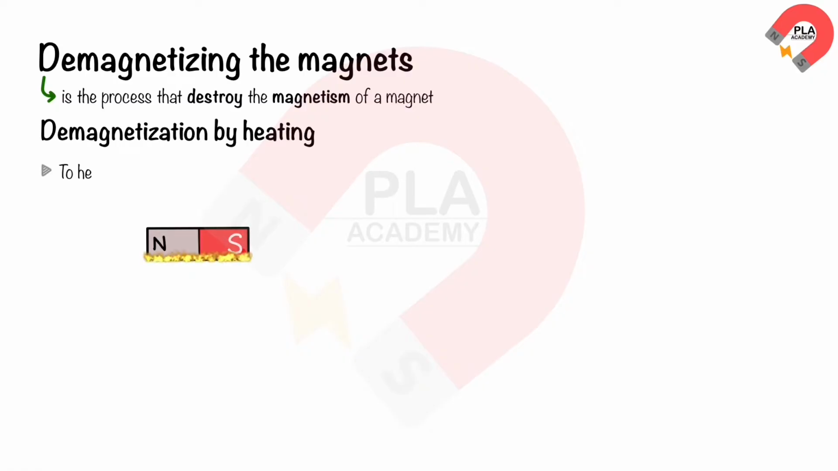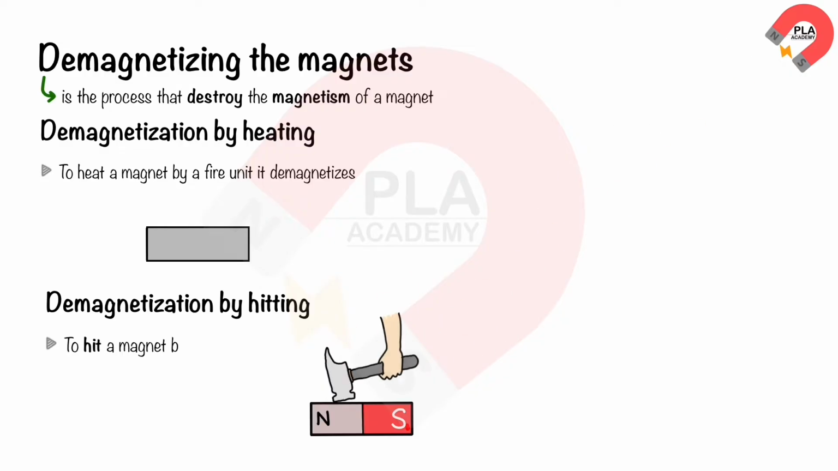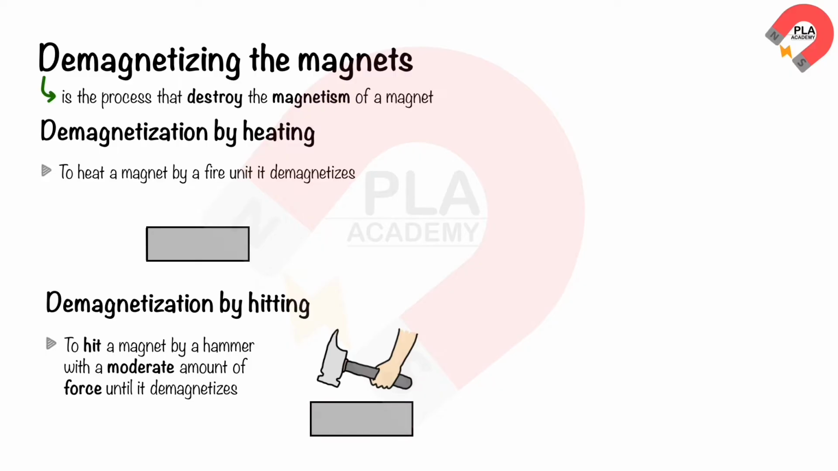Demagnetization by heating: heat a magnet with a fire until it demagnetizes. Demagnetization by hitting: hit a magnet with a hammer with a moderate amount of force until it demagnetizes.